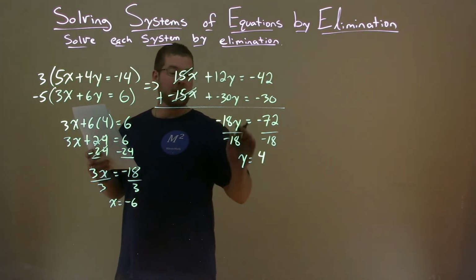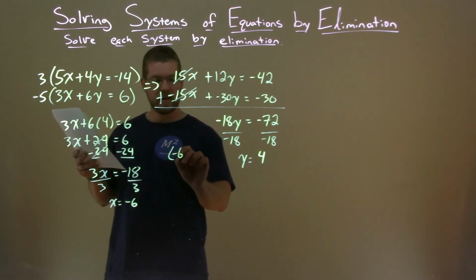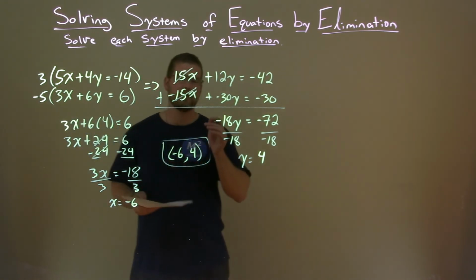So we have our x value, our y value. Let's write it as a coordinate point, people. -6, 4, and that is our final answer.